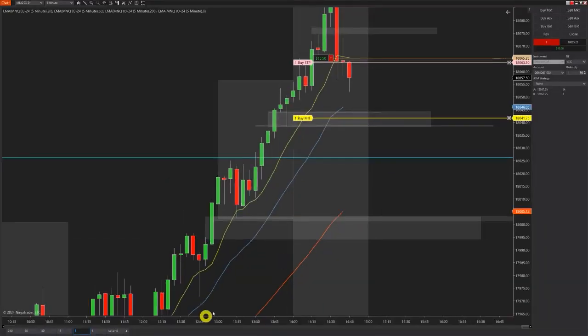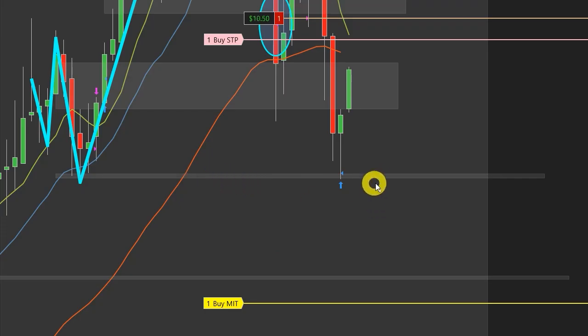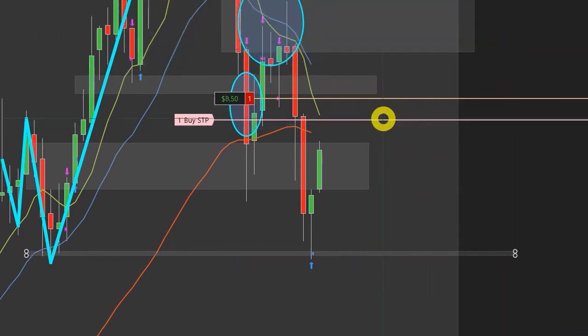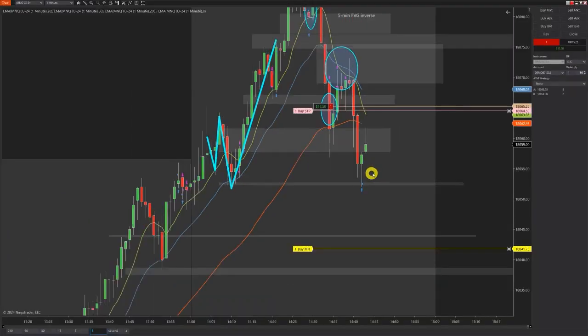Let's see what happens. It did, look at that. It did sweep this little area. Just this little teeny area right here. It swept it by a couple of ticks. It did. It went down past my stop. Now, is it going to go back up and stop me out? My stop is right there, just underneath. So we'll see what happens.